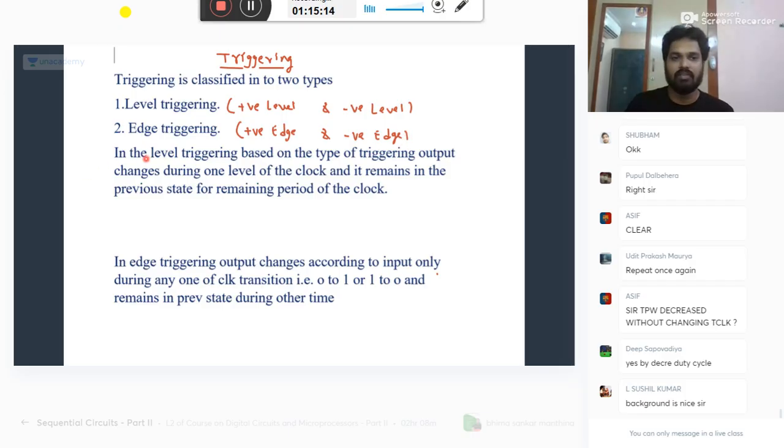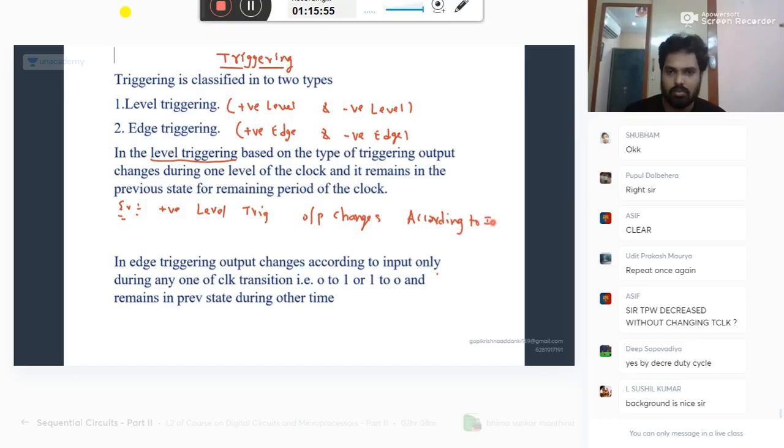What is the condition in level triggering? Based on the type of triggering, observe here. The output changes during one level of the clock and remains constant in the previous state for the remaining period of the clock. Please understand, this is what we discussed till now. For example, positive level triggering: the output changes according to input.